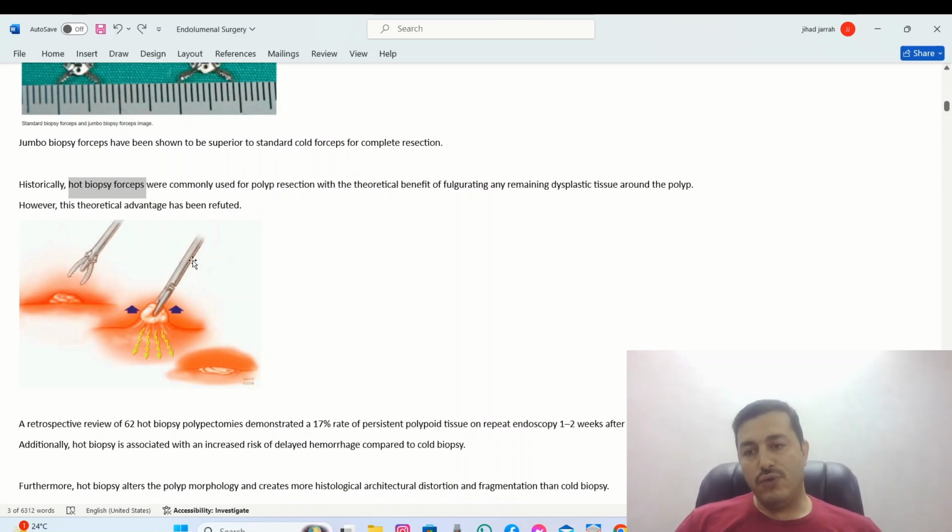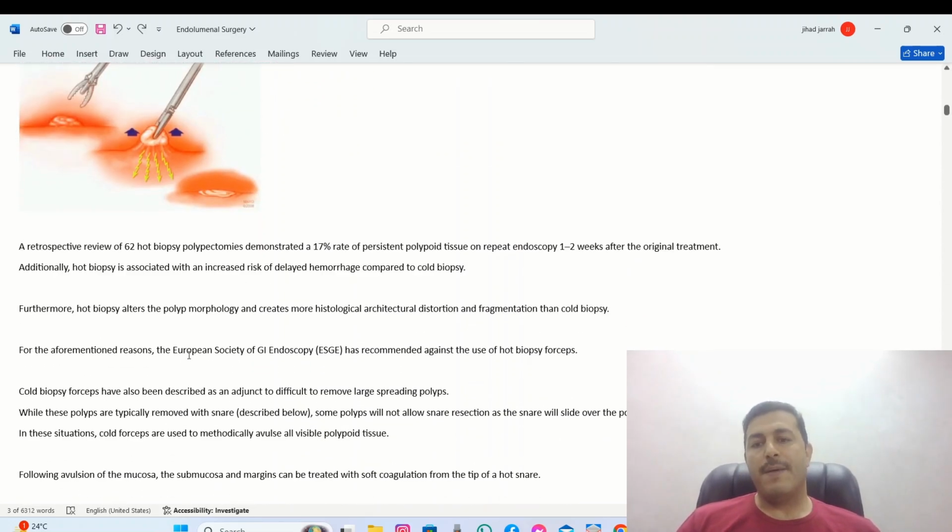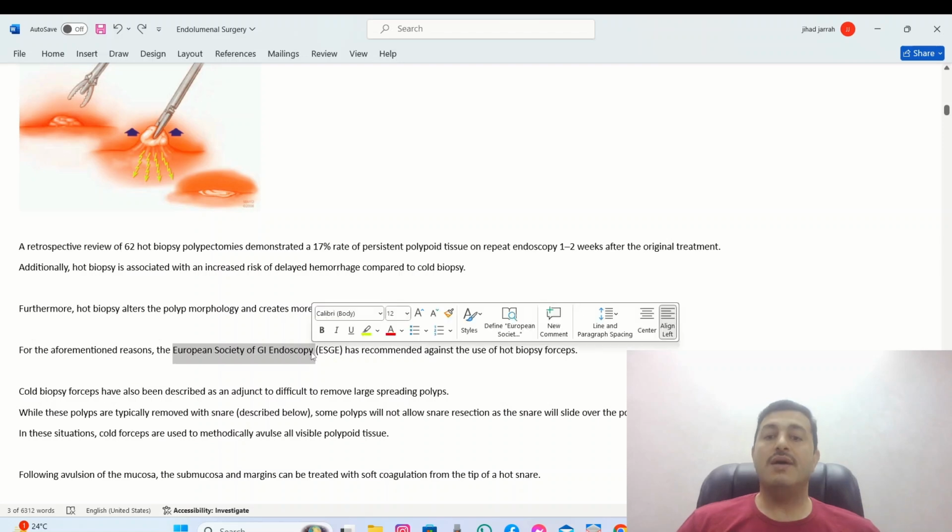But when we reviewed the studies later, we found that that wasn't correct, and plus hot biopsy may cause a kind of partial thickness burn, which may develop to full thickness, which may invade the submucosa where the vessel is, and it is associated with delayed bleeding. And even the European Society of Endoscopy recommends against the hot biopsy.